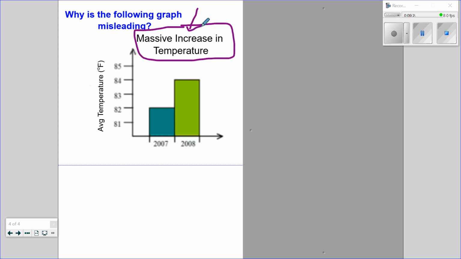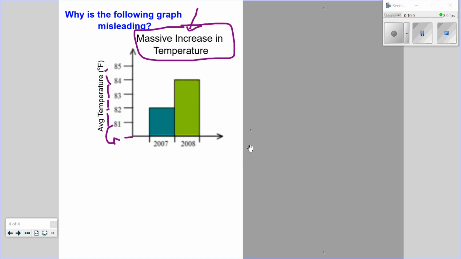Another thing to look out for is it did not start at 0. Here you notice it's going by ones, right? It was 81 to 82, 82 to 83, 83 to 84, 84 to 85. So they jumped from 0 to 81. That is not acceptable. That is why this graph is misleading. It makes it look like there was a massive increase in temperature.